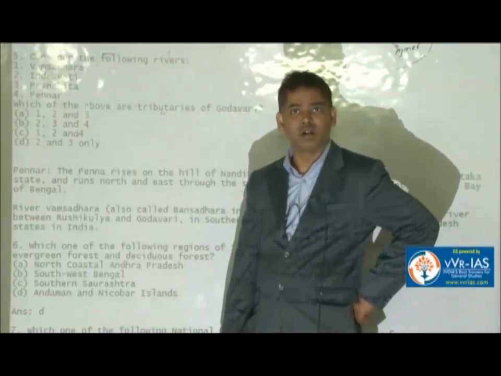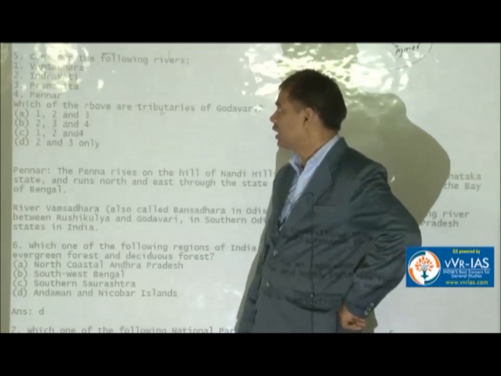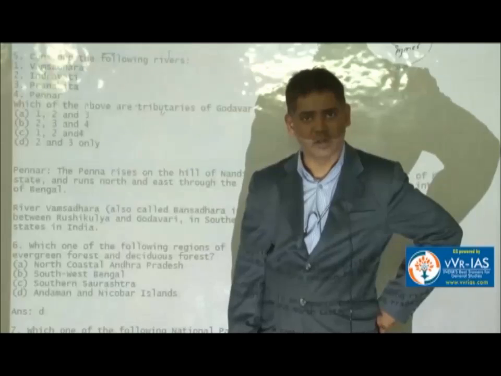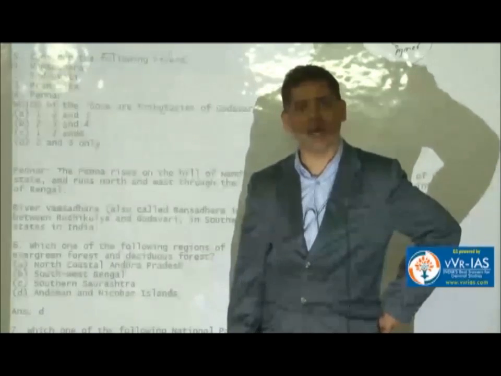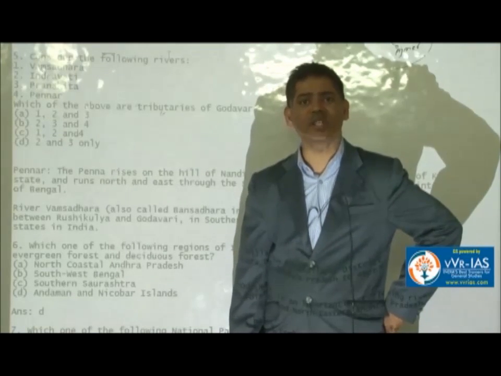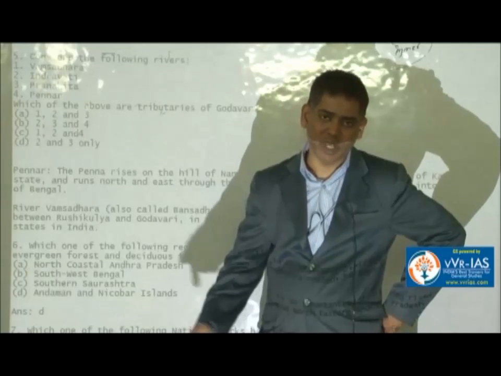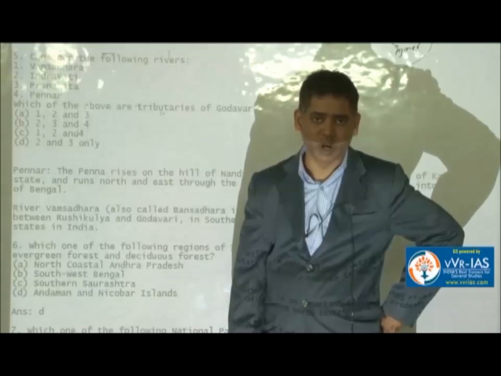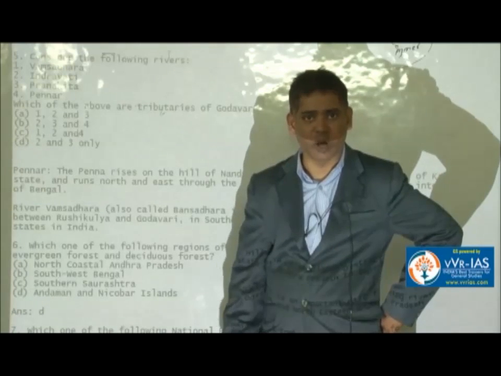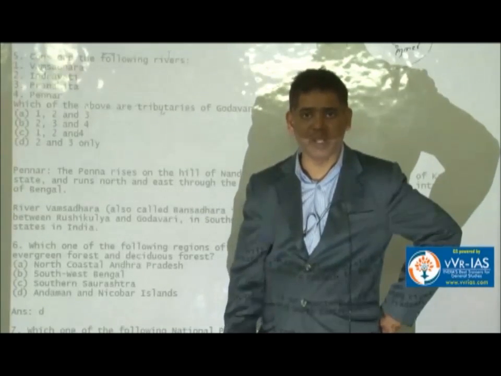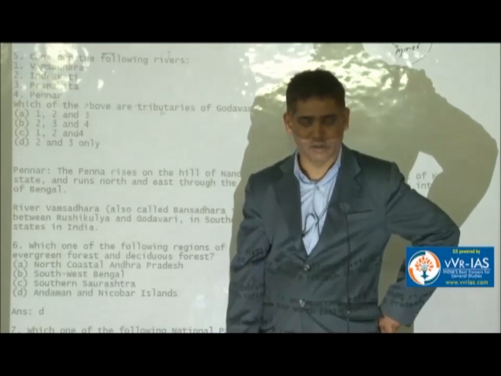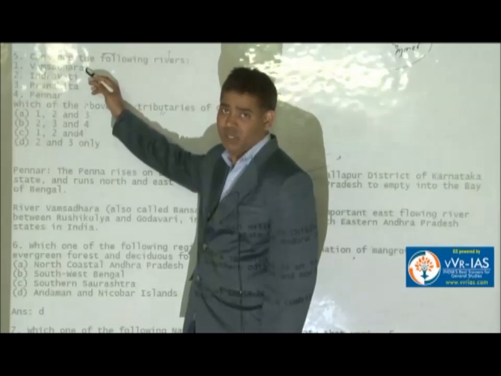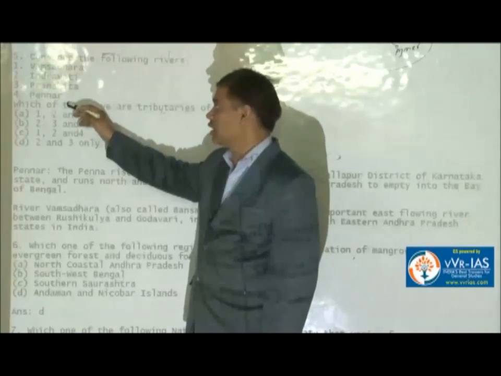Vamsadhara is a river which flows in Odisha, and it meets the Bay of Bengal on the coast of Odisha only. So if it meets the Bay of Bengal on the coast of Odisha, no way it can be a tributary of the Krishna or the Godavari, because Krishna and Godavari are main rivers that fall into the Bay of Bengal, and this is an independent river falling in the Bay of Bengal. So 1 and 4 are not the answer.